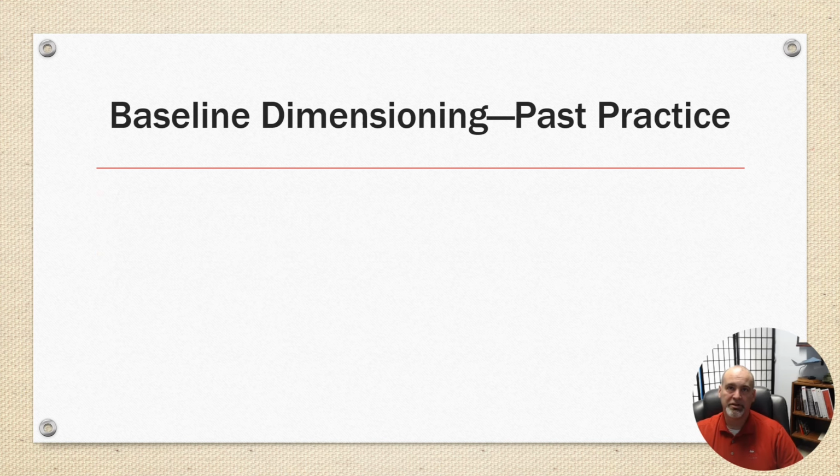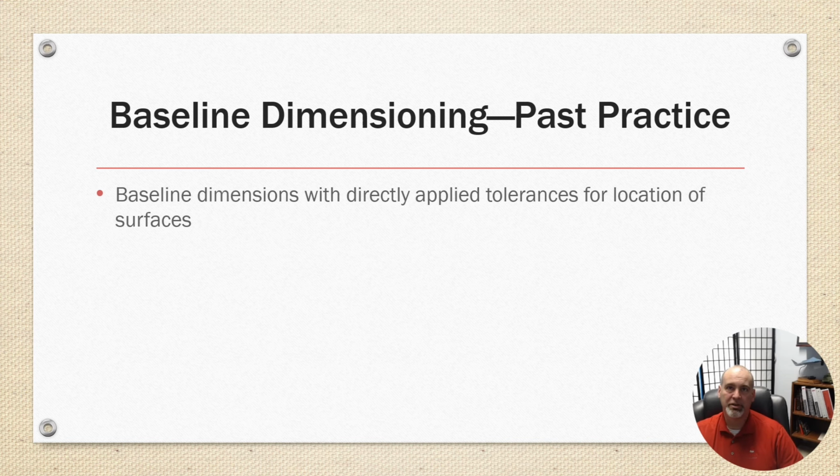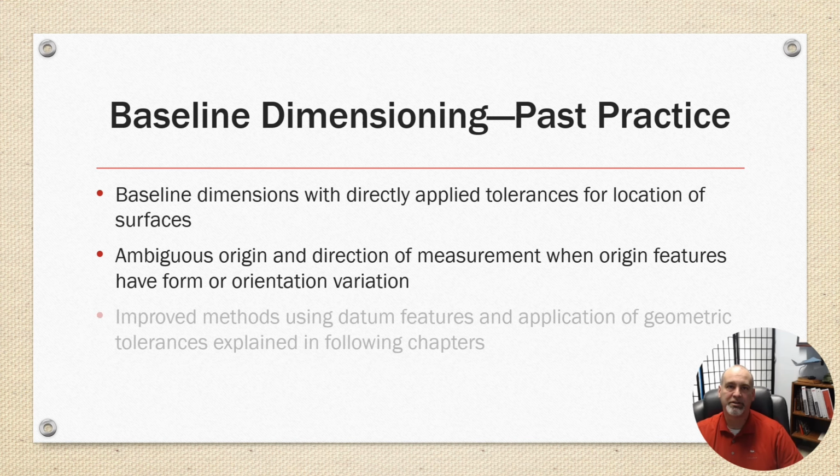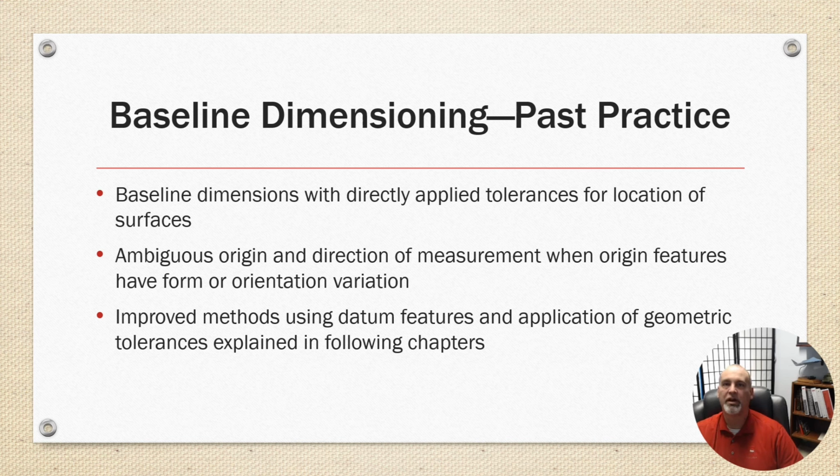Okay, baseline dimensioning, past practice. These are baseline dimensions with directly applied tolerances for locations of surfaces. They are ambiguous in origin and direction of measurement when origin features have form or orientation variation, and the improved methods of using datum features and applied geometric tolerances explained in the following chapters have replaced this.